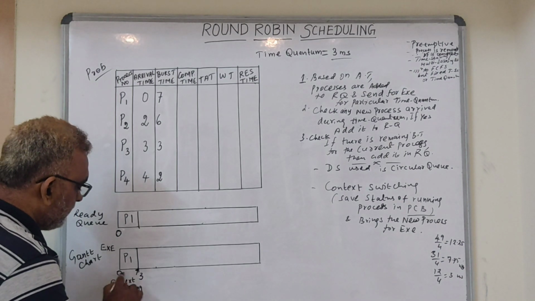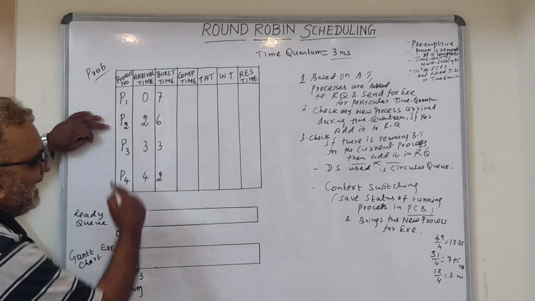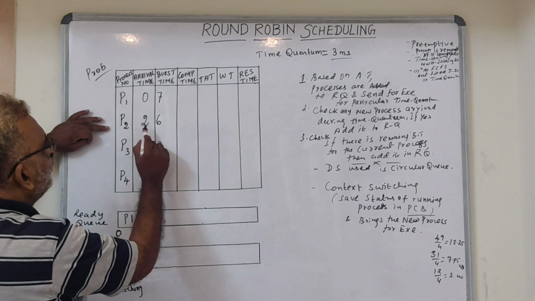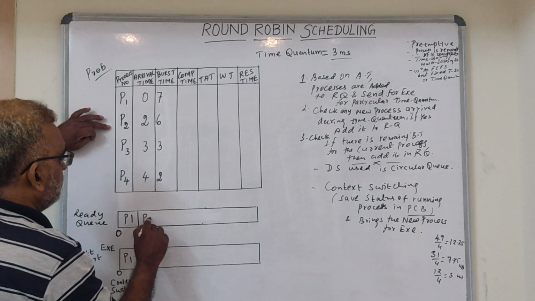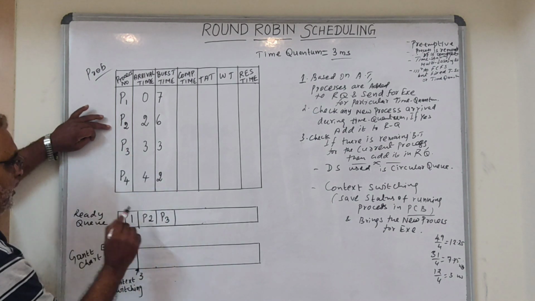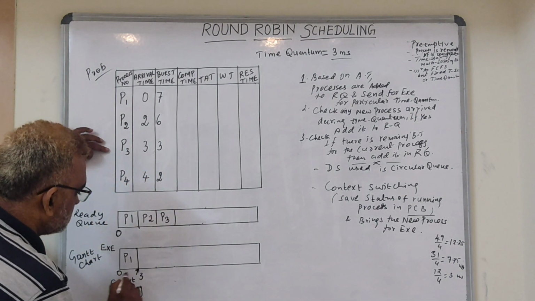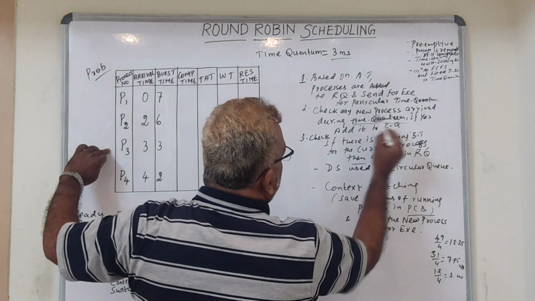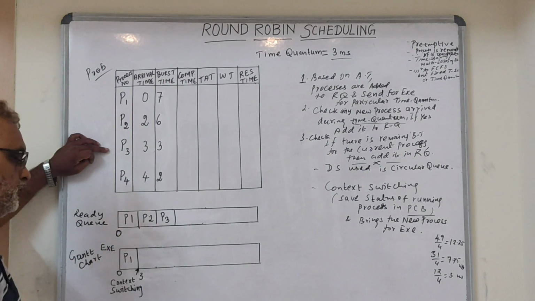During this time, we have to check whether any other processes have entered. Between 0 and 3, at times 2 and 3 we got 2 processes. These 2 processes should be added into the ready queue. So process 2 and process 3 entered during this time quantum. As I said, during this time quantum, if there are any new processes entered, they should be added into the ready queue.